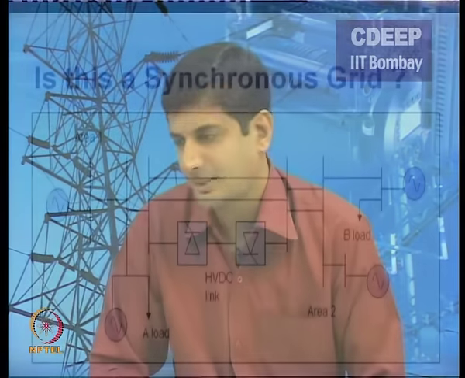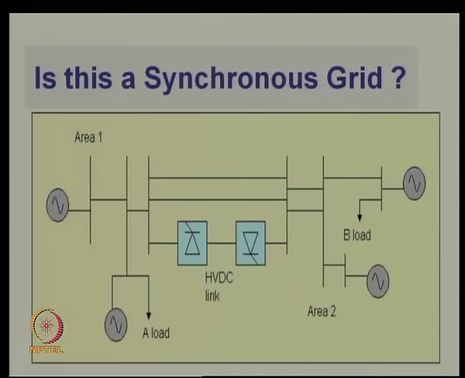So the question which I would like to ask you is, what I am going to show you in the next slide, is it a synchronous grid or is it an asynchronous grid? Please have a look. So you have got a DC line, as I mentioned some time ago, two areas connected by a DC line. But importantly, in this particular example, there are AC lines in parallel as well. So is this a synchronous grid or is it an asynchronous grid?